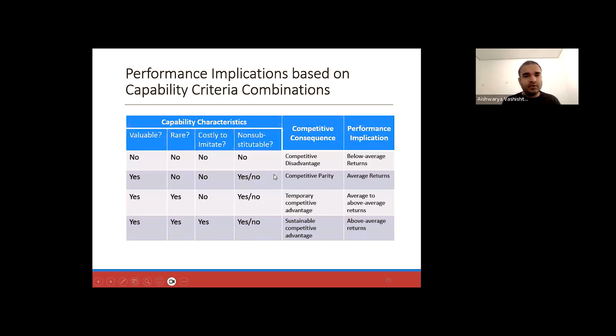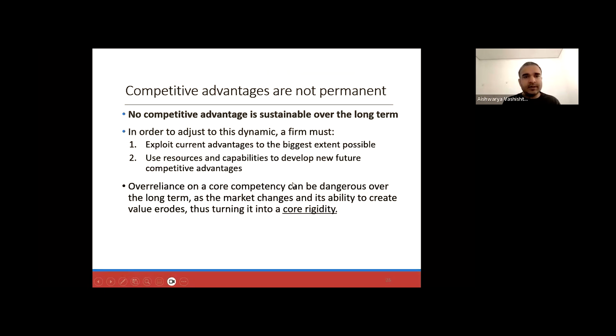Same way, if you have just two out of the four, it's valuable and it's not substitutable, but it's not rare and it's not costly to imitate, then also you will have just average returns, not above average returns. Right.